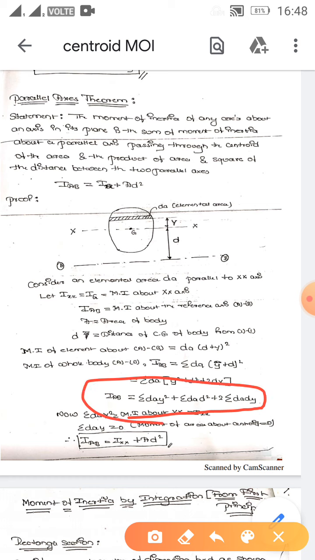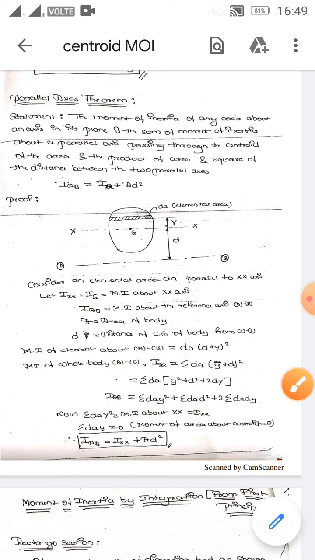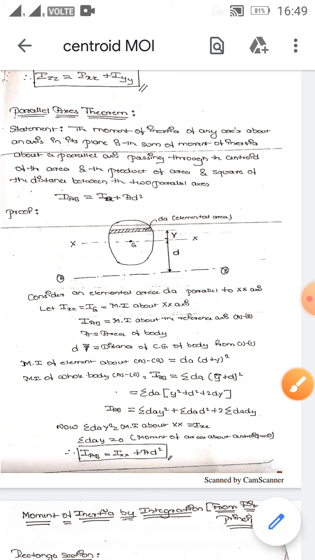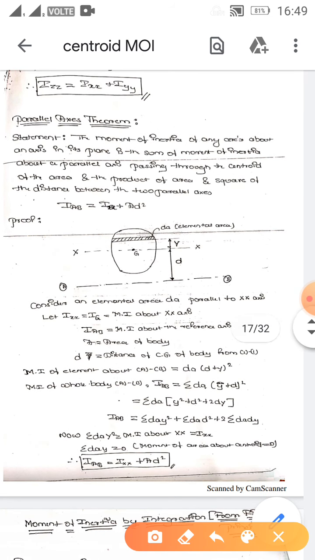Just have a look at this equation. Summation of dA into y² plus summation of dA into d² plus summation of dA into d into y. Out of this, they're going to give us the equation for the moment of inertia about the axis. The first part, summation of dA into y², is actually nothing but the moment of inertia about the x axis, Ixx. A moment of inertia is nothing but area into distance squared.